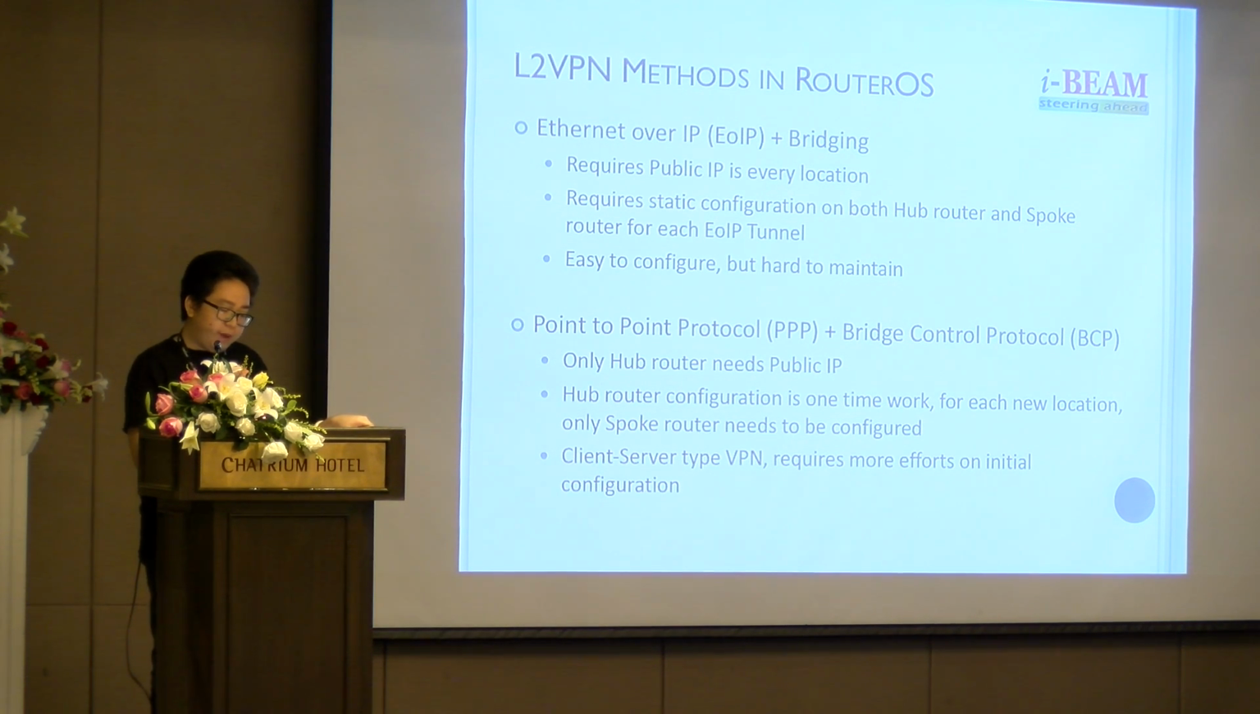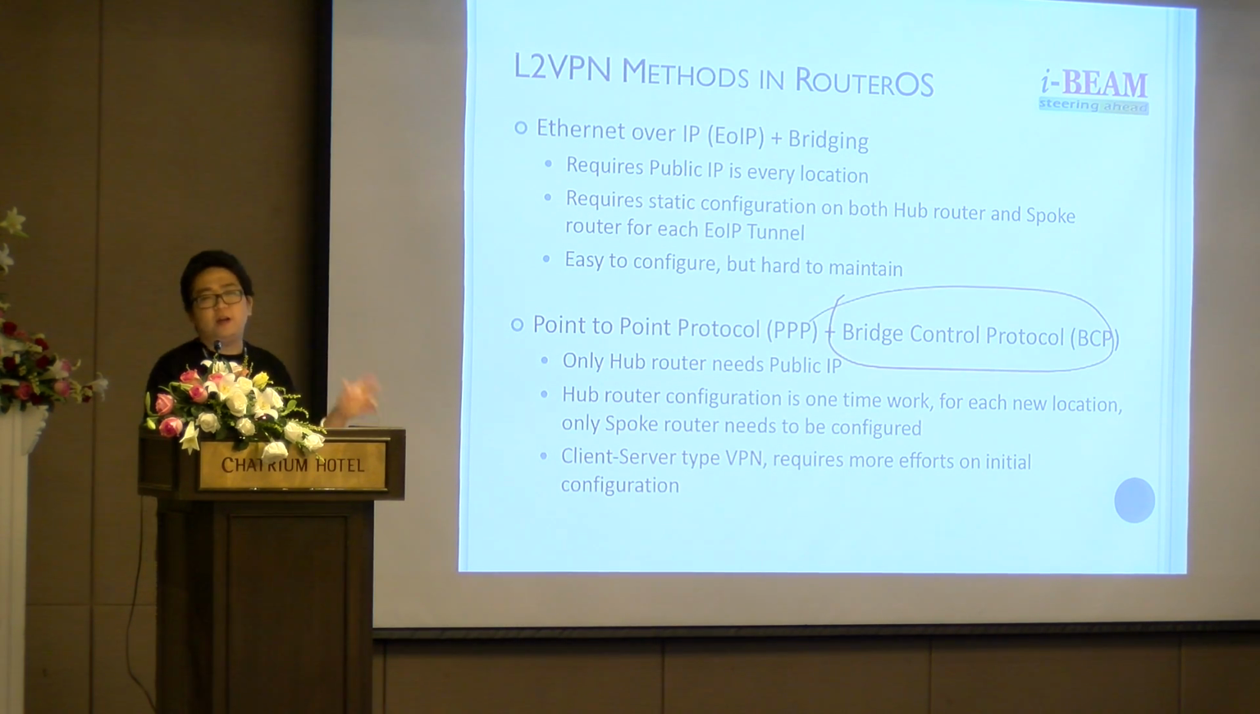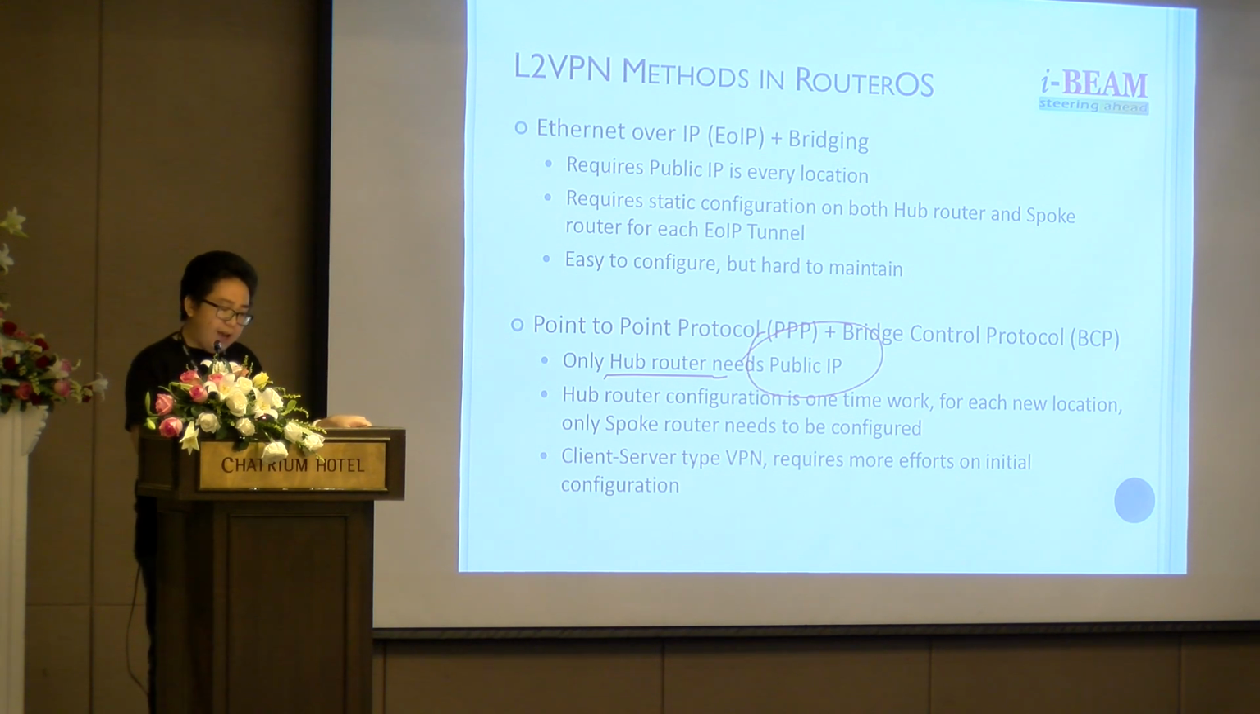For PPP plus BCP, BCP stands for Bridge Control Protocol. Actually, in a previous presentation, someone mentioned BCP also, but it was not very detailed. Here, we will do the example with this BCP technology also. With PPP plus BCP, only the hub router needs public IP, so it is much easier. I believe if you just need 1 or 2 public IPs, you still can get them. And for the spokes, you can use any ISP, you can use any IP, as long as it can ping the hub router. The hub router configuration is one-time work.